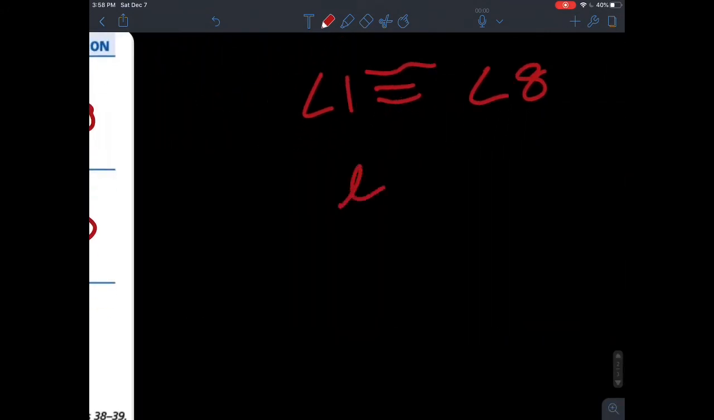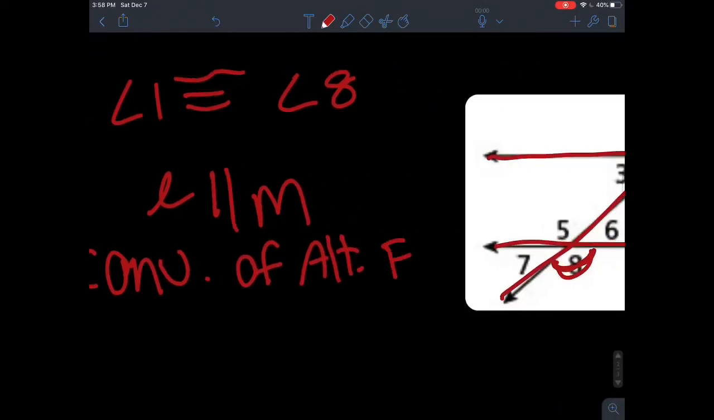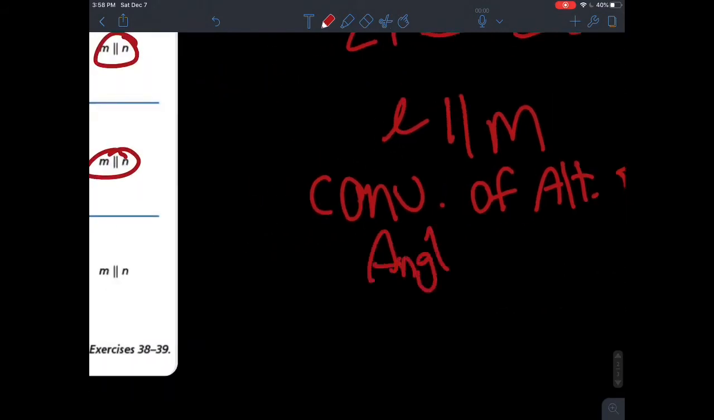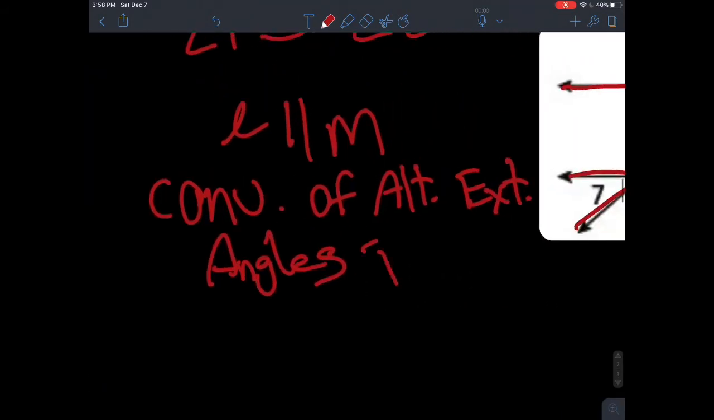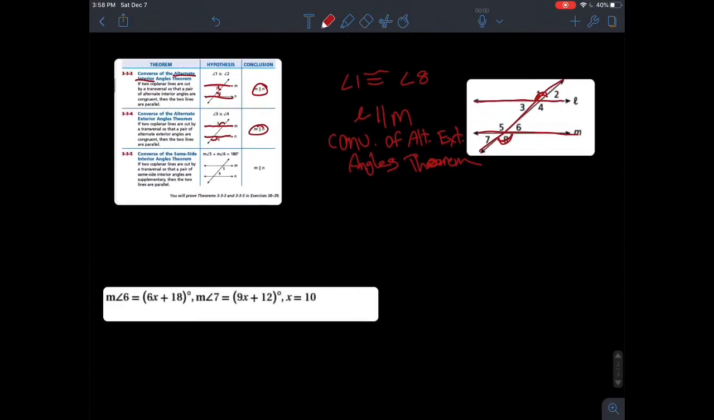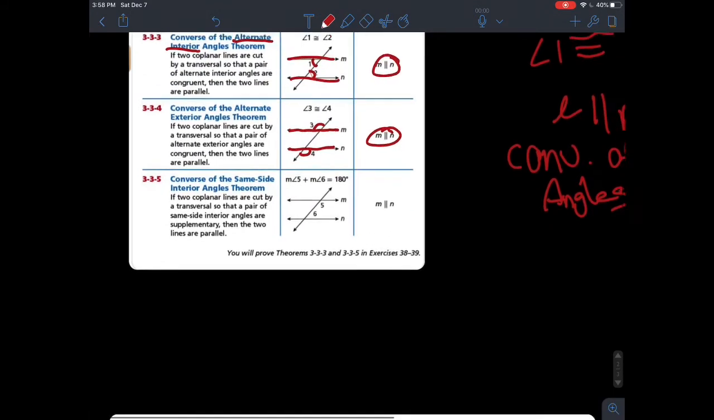So L is parallel to M using converse of alternate exterior angles theorem. Alright, so lastly we have our converse of same side interior angles theorem.